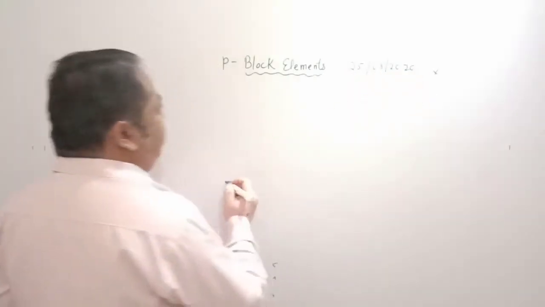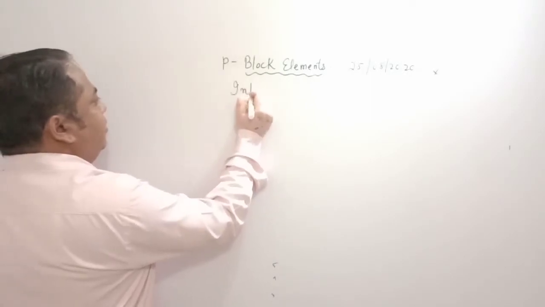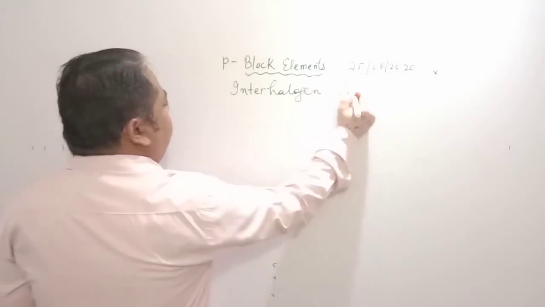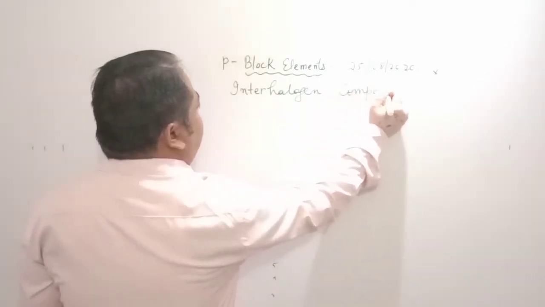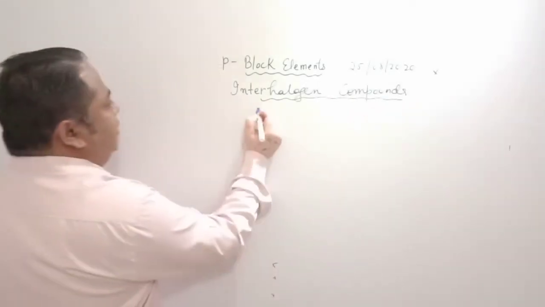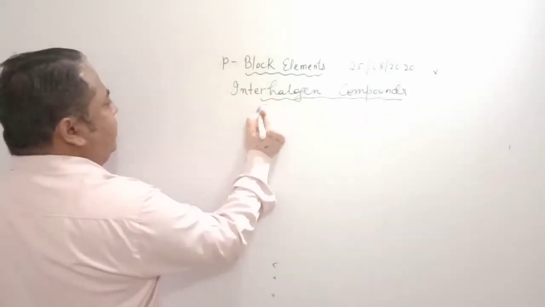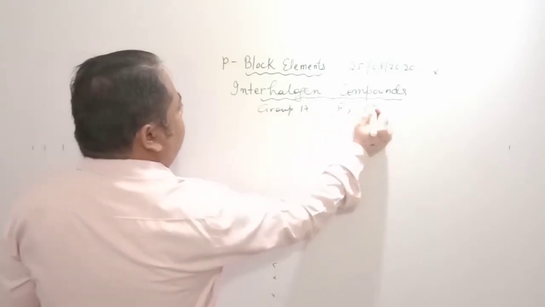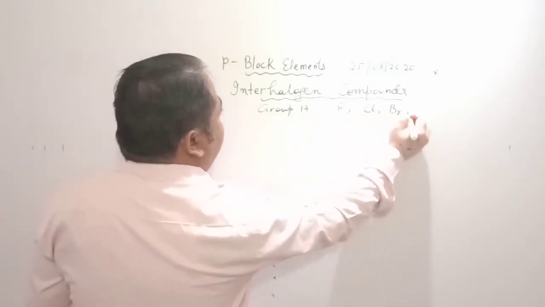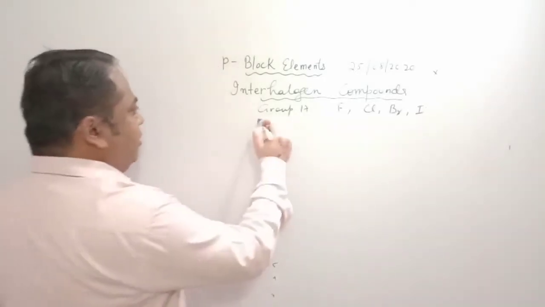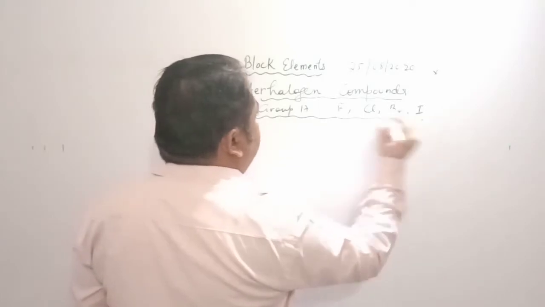We have reached up to the topic interhalogen compounds. The elements of group 17 like fluorine, chlorine, bromine and iodine can form molecules among each other, and those molecules are called interhalogen compounds.